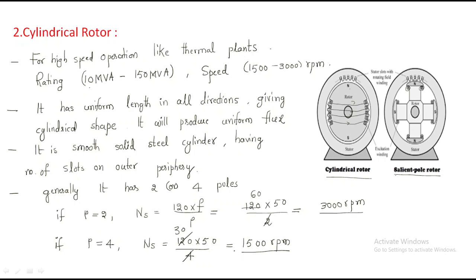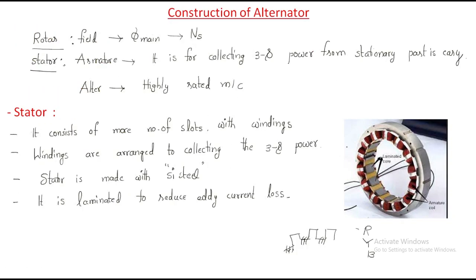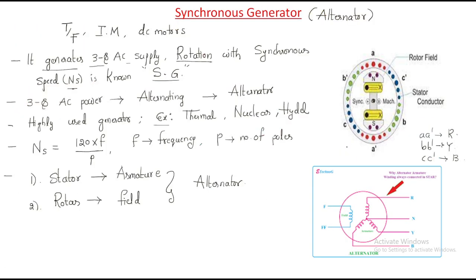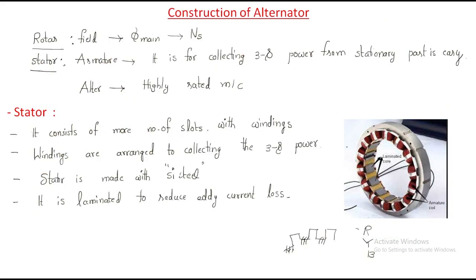So this is the construction of the cylindrical rotor as well as the salient pole rotor. Salient pole rotor means it is projecting. Cylindrical rotor means it looks like a cylinder, a straight part. So the cylindrical rotor is for high rating, this is for low rating. This speed is 1500 to 3000 rpm, this speed is only 100 to 400 rpm. This is the difference between the cylindrical rotor and the salient pole rotor. This is the construction of the alternator.